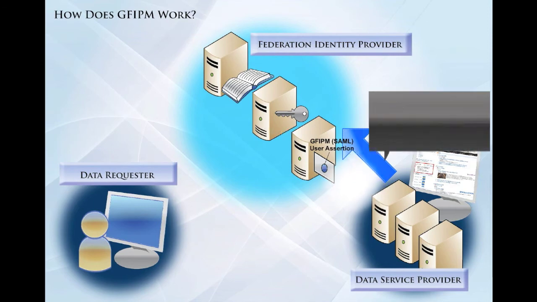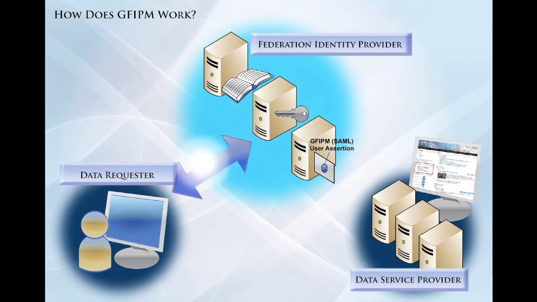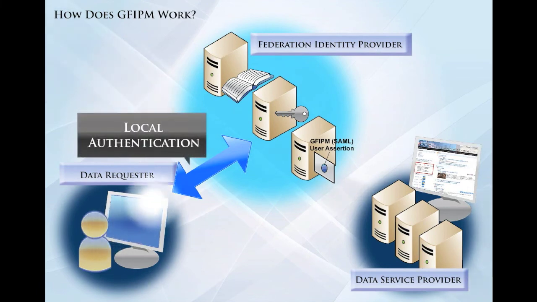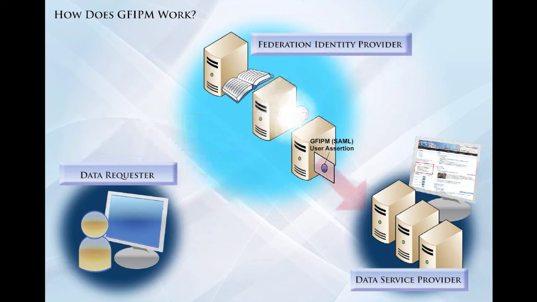The GFIPM identity provider will either request the user's authentication information or direct the user to authenticate as required. Combining this event data with the stored credentials for the user, the GFIPM identity provider creates and sends a unique GFIPM assertion, including both the identity authentication of the requesting user and that person's registered authorization credentials. The data provider uses this credential to compare it to their own GFIPM access policy for the data or service that's been requested.